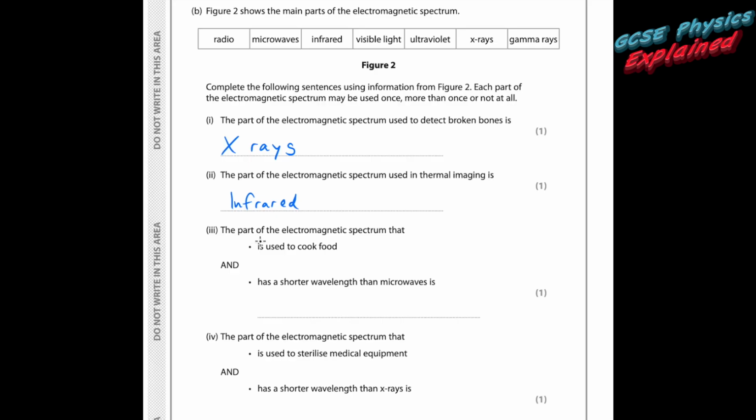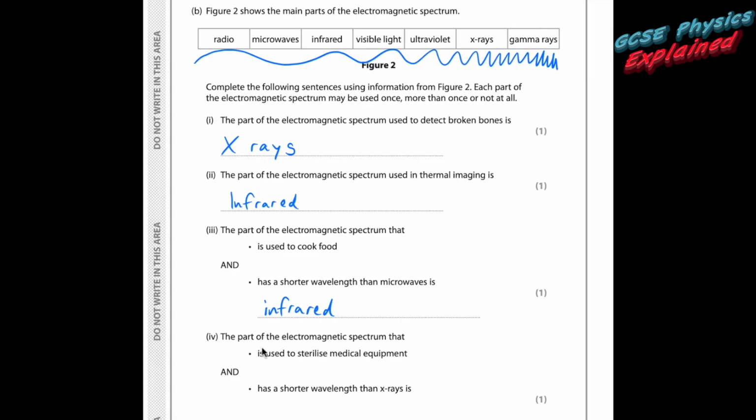Part 3. The part of the electromagnetic spectrum that is used to cook food and has a shorter wavelength than microwaves. That's infrared as well. Because radio over here is all long and then the wavelength gets shorter and shorter as you come over to there.